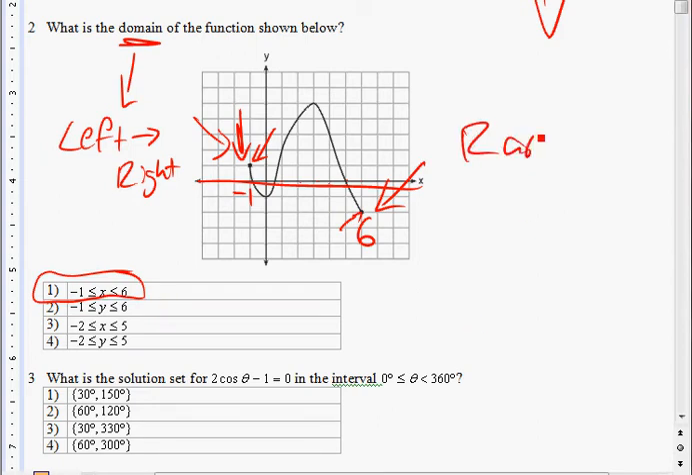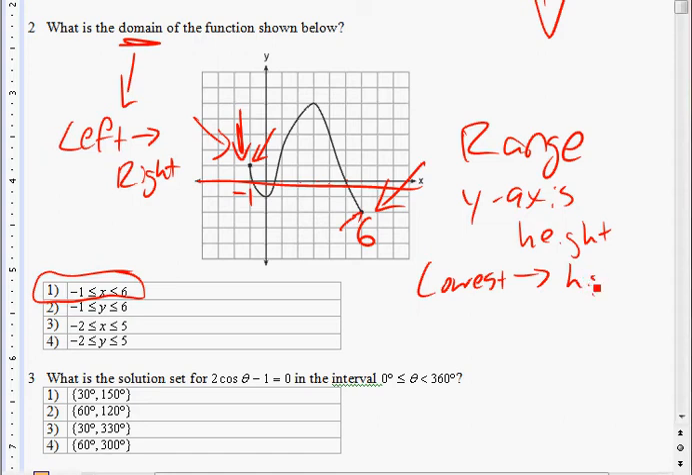A separate question, if they're asking for the range, in this case they're talking about the y-axis, and they would be asking for the height. The starting point is the lowest point to the highest point, right? And if this was a question, the lowest point, I believe, is -2, all the way up to the highest point, 1, 2, 3, 4, 5. That'll be over here. Okay. All right, let's go to number 3.